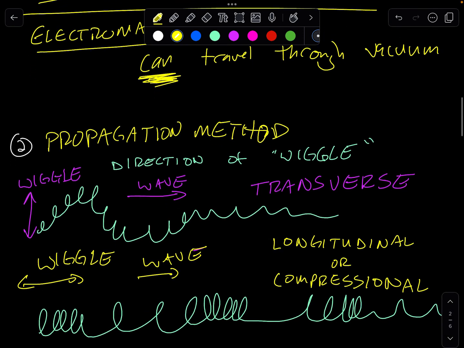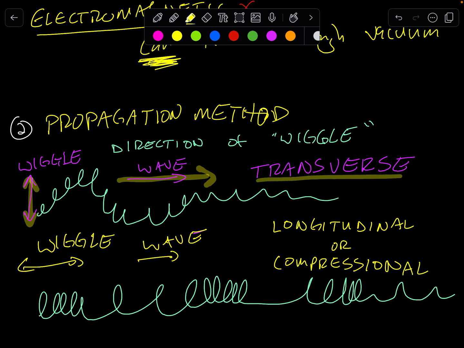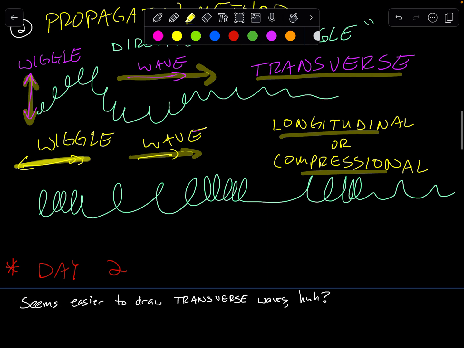We can also talk about their propagation method, or the way that they wiggle. And so when we see a wave that travels this direction, but whatever is causing it to vibrate vibrates perpendicular to that, because these two, wiggle and wave, are at cross directions or 90-degree angles to each other, we call that a transverse wave. When the thing that's wiggling or vibrating is moving in the same direction as the wave, we call that a longitudinal or a compressional wave. And one of these is certainly a lot easier to draw than the other.